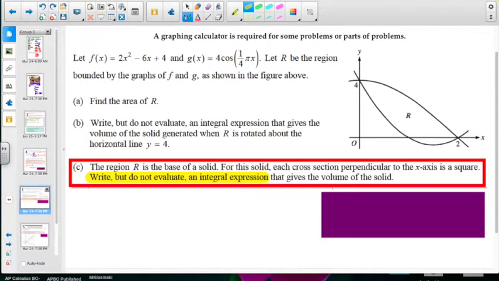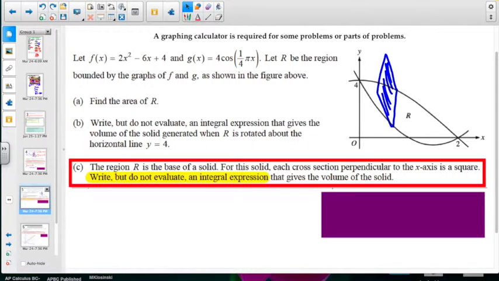Each section perpendicular is still a square. Okay, so go ahead and try this one. We're still going to set up a square here. Okay, so a little big tall square coming back down again. Go ahead and set that one up. Yep, that's it. You got it.